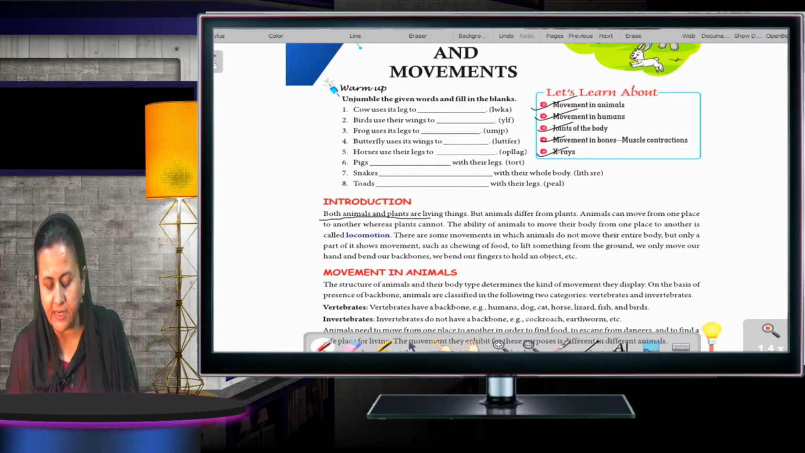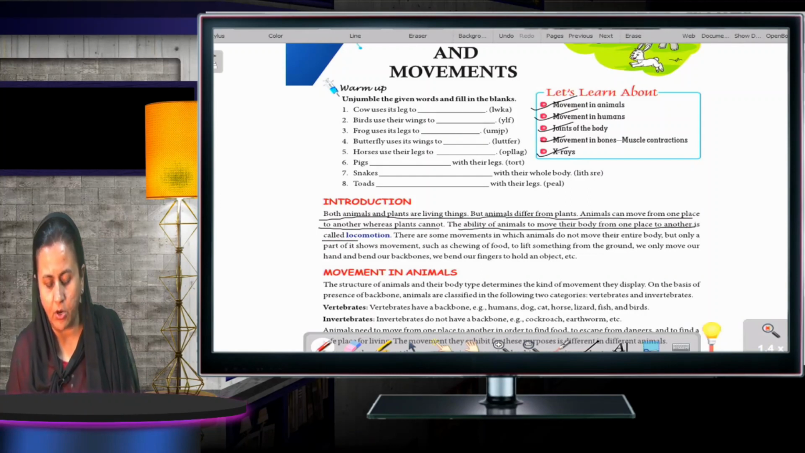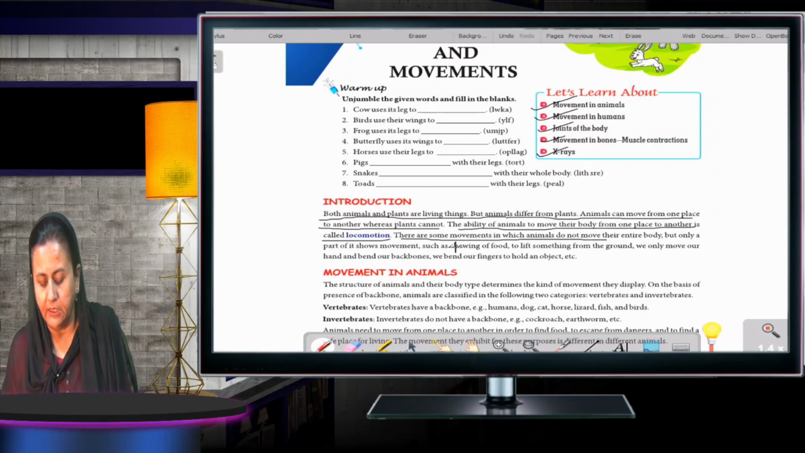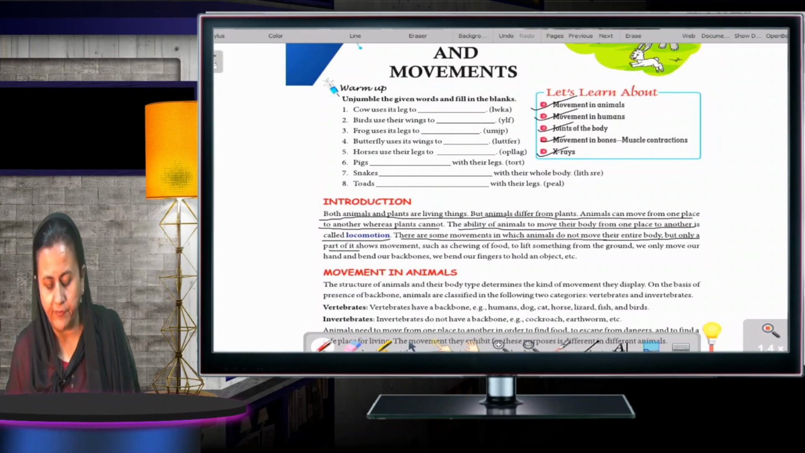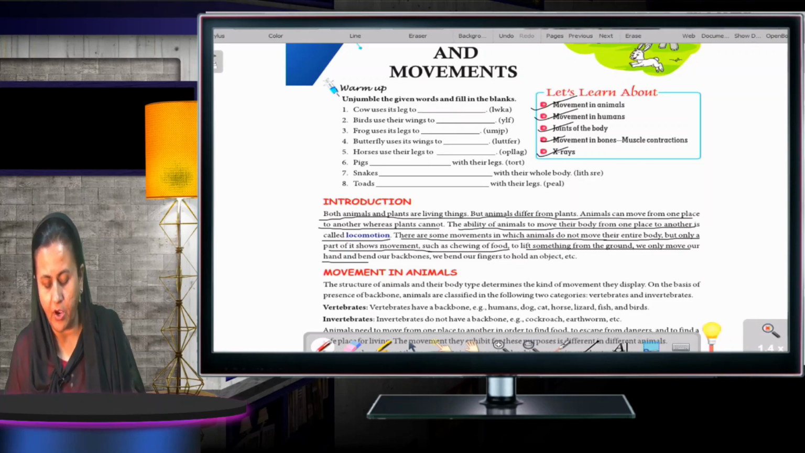Both animals and plants are living things, but animals differ from plants. Animals can move from one place to another, whereas plants cannot. The ability of animals to move their body from one place to another is called locomotion. There are some movements in which animals do not move the entire body, but only a part of it shows movement, such as chewing of food. To lift something from the ground, we only use our hand and bend our backbones. We bend our fingers to hold an object, etc.